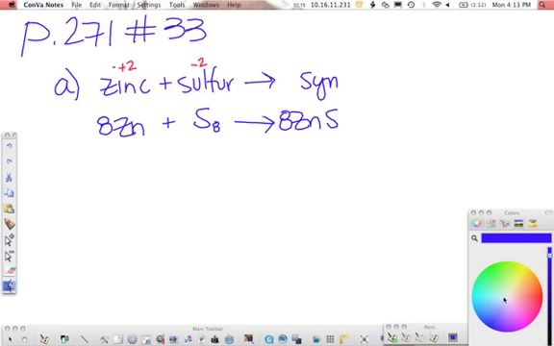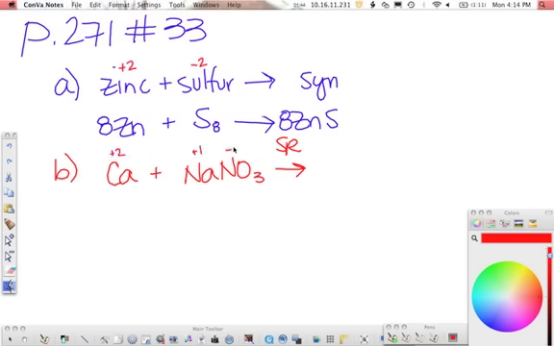So B says calcium plus sodium nitrate. Calcium is Ca. Sodium nitrate: sodium's a +1. Nitrate is a -1, so that's just NaNO3. Looking at this, I have an element plus a compound, which means that this is going to be a single replacement, and calcium will be a +2, sodium will be +1, nitrate is a -1, so that means calcium and sodium are who is going to be switching places.